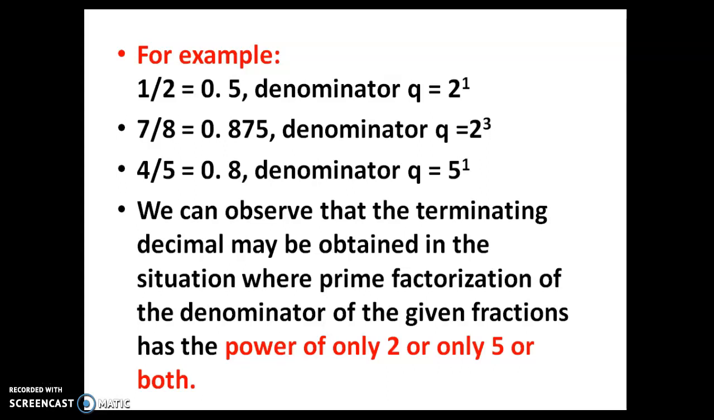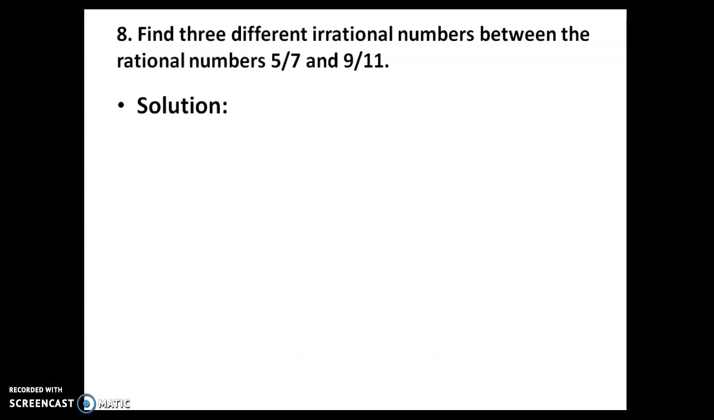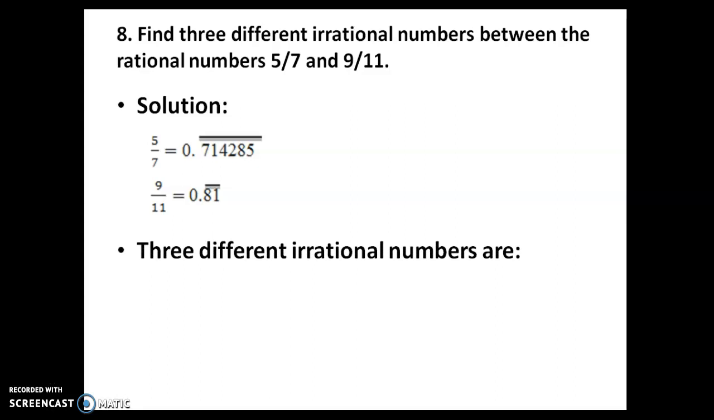So moving to the next question. Find 3 different rational numbers between the rational numbers 5 by 7 and 9 by 11. Okay, so we have the value for 5 by 7. It is 0.714285, which is recurring. Then 9 by 11 is 0.81 bar. So any number between these two. Approximately we will take 0.7 and 0.8. Between these two decimals, we have to write 3 decimal numbers.